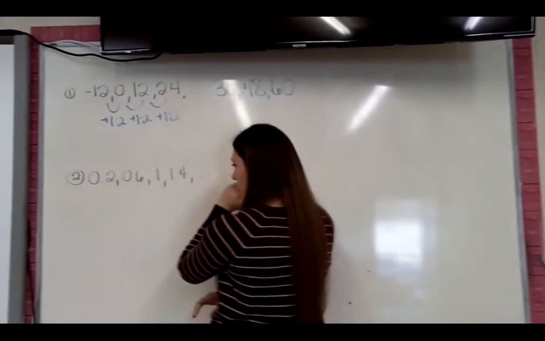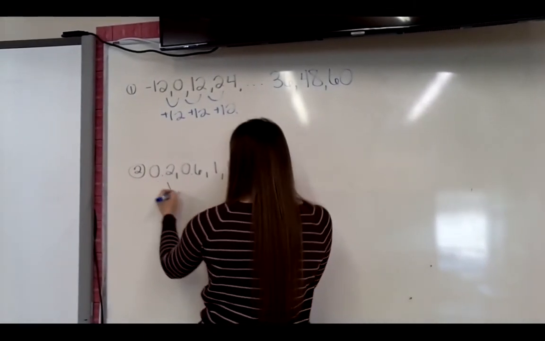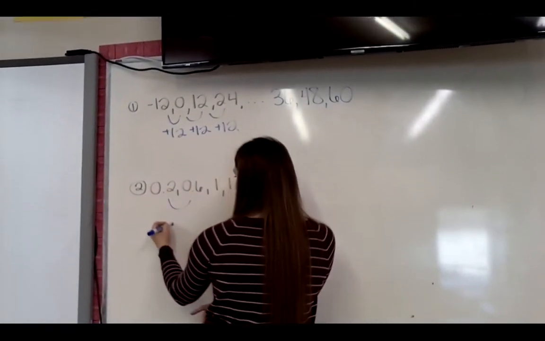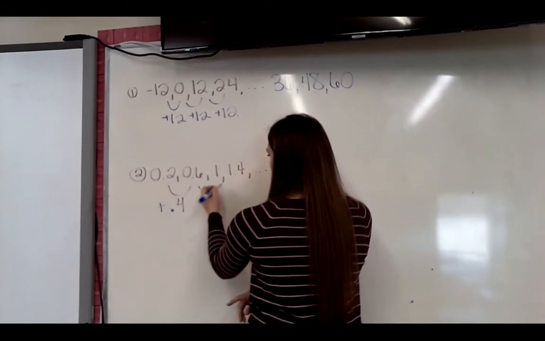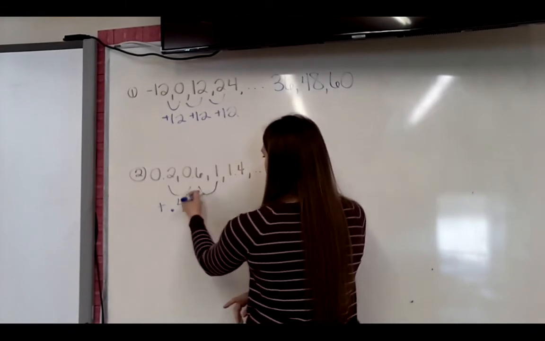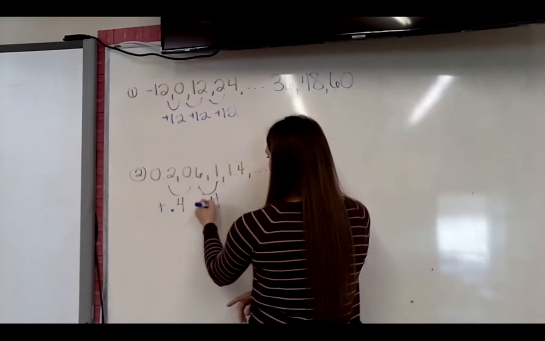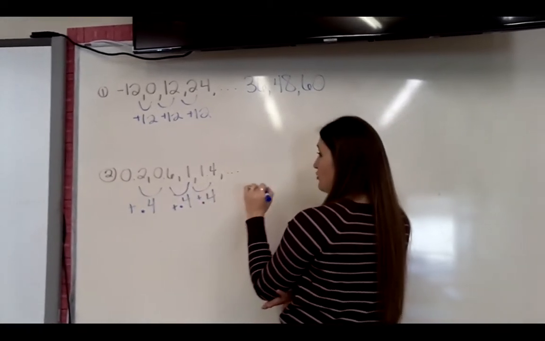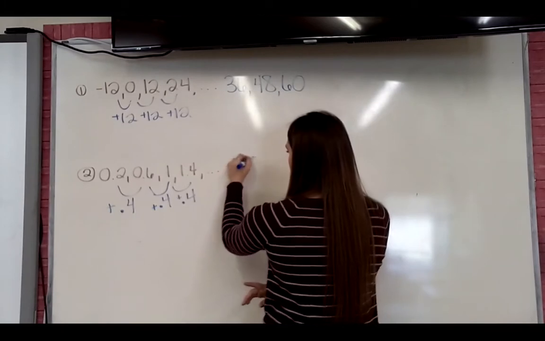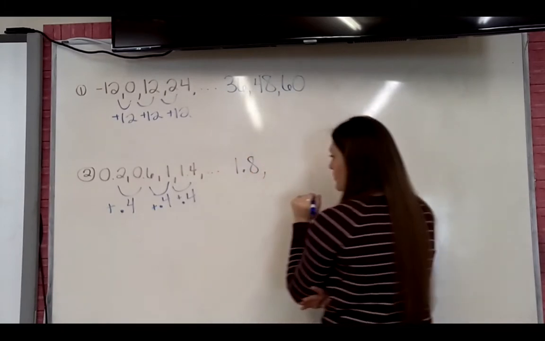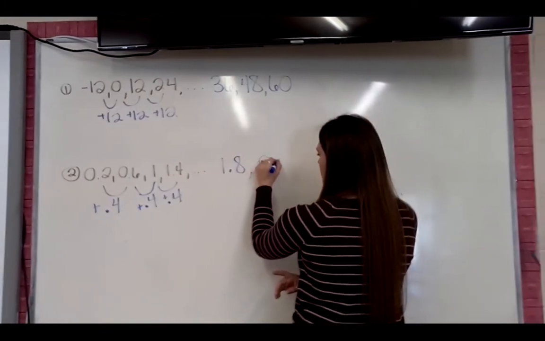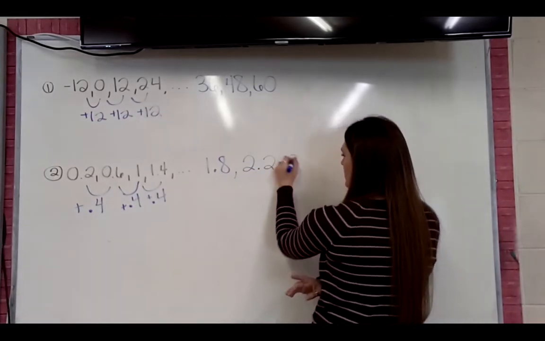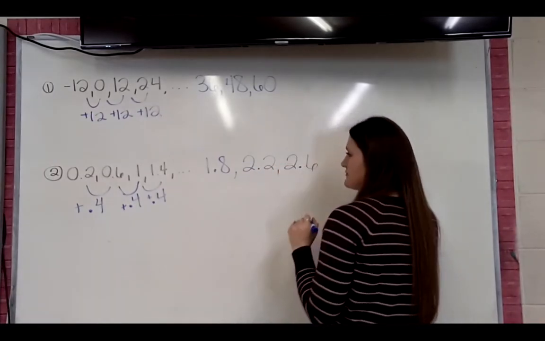On number 2, from 0.2 to 0.6, we added 0.4, and did it again right there. So each time we are adding 0.4. So we continue that. 1.4 plus 0.4 is 1.8. Plus 0.4 more is 2.2. Then plus 0.4 more is 2.6.